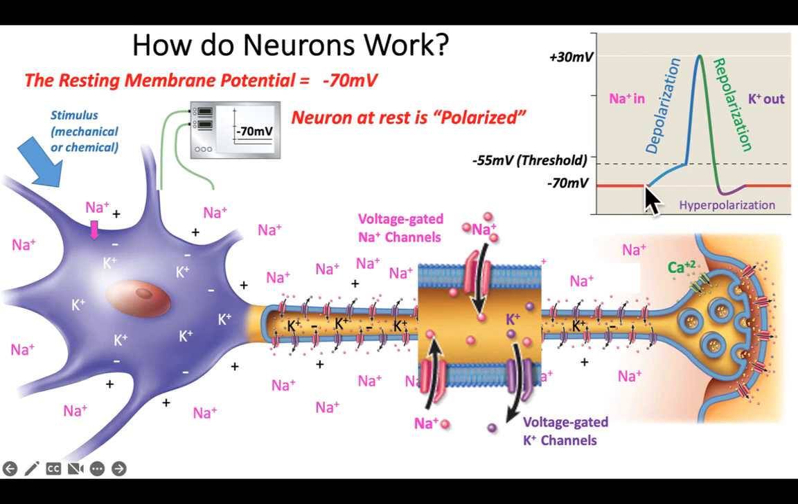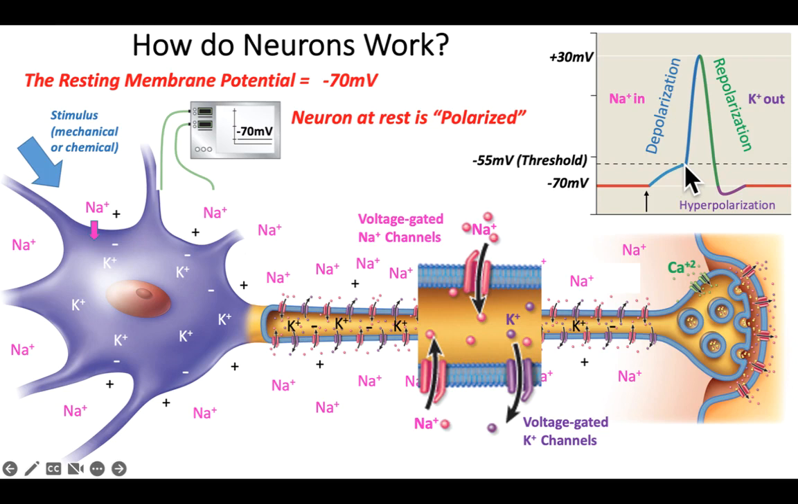This neuron is not going to do anything unless the voltage hits a magic number. And the magic number we call threshold. Threshold for this purpose is -55. So that means sodium will keep coming in. Nothing's going to happen to that neuron unless it gets to -55.